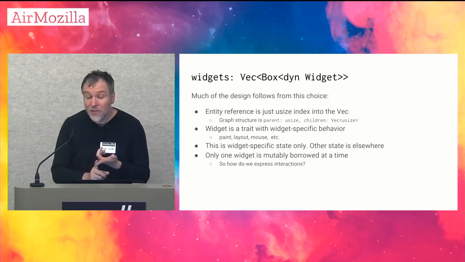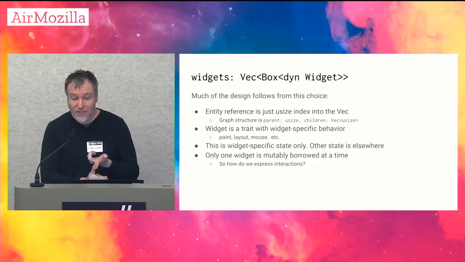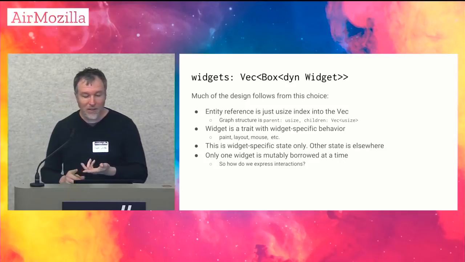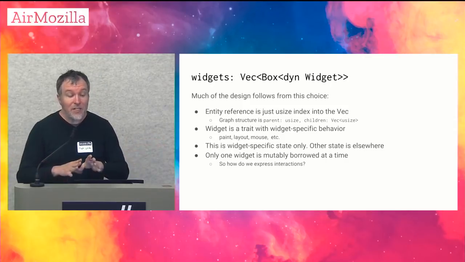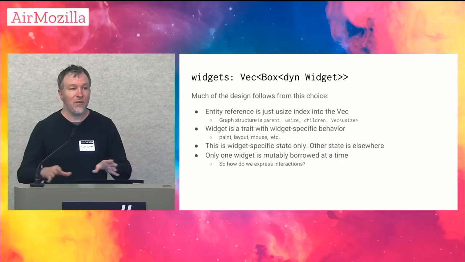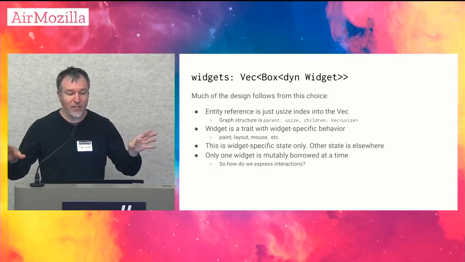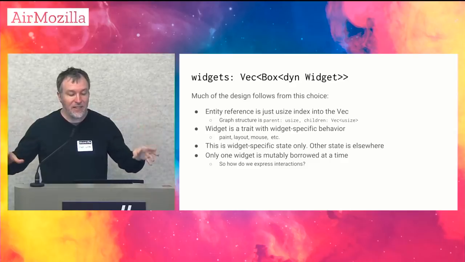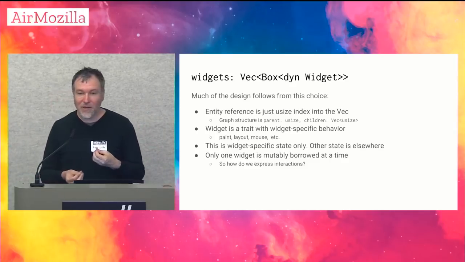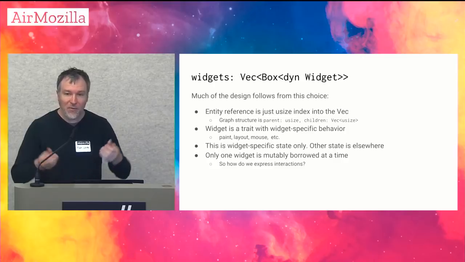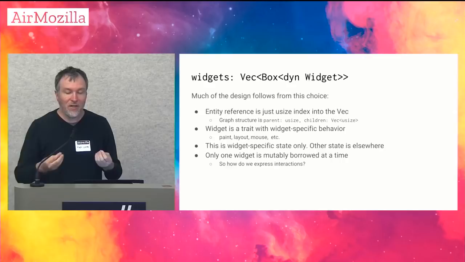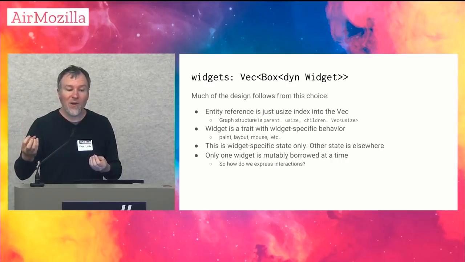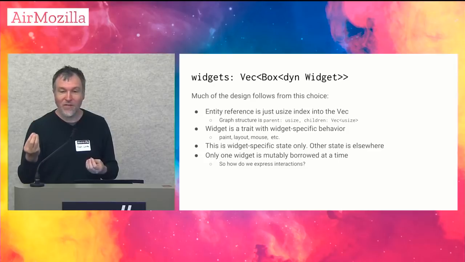So when you want to reference a widget, you just have the index into this vec, which is a usize. You've got the widget trait, which has this widget-specific behavior. That is only the widget-specific state, though. The other state, like geometry and the tree, is actually held by the system. And then you've also got this principle that when you're traversing, when you're actually doing the work of the GUI, you're going through this vec and borrowing a single widget, and you've got a single mutable reference to that widget, and only one of them at a time.